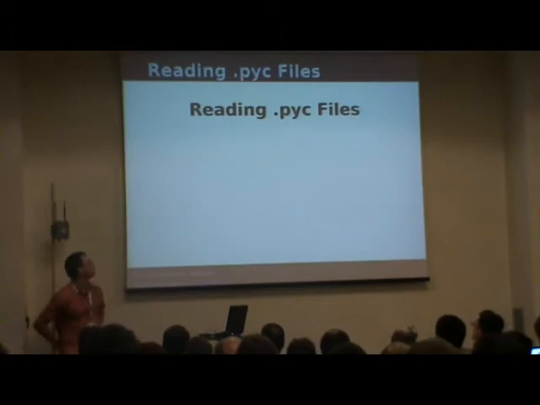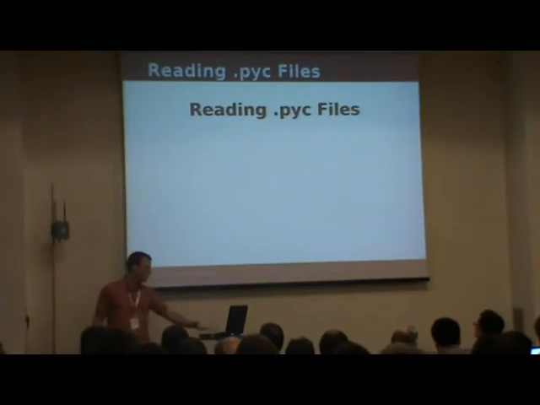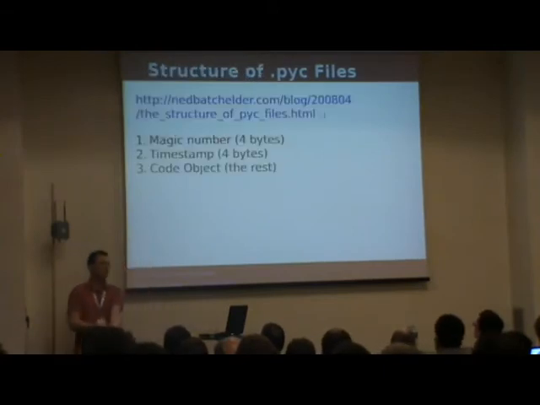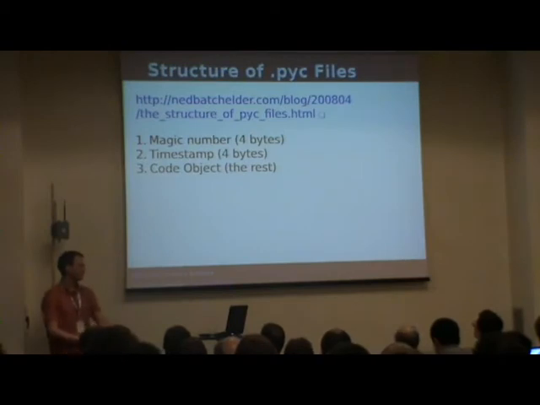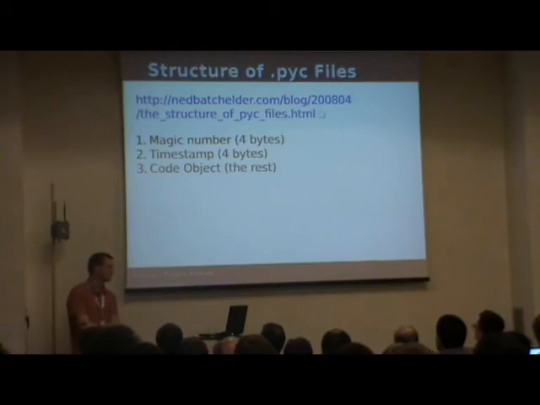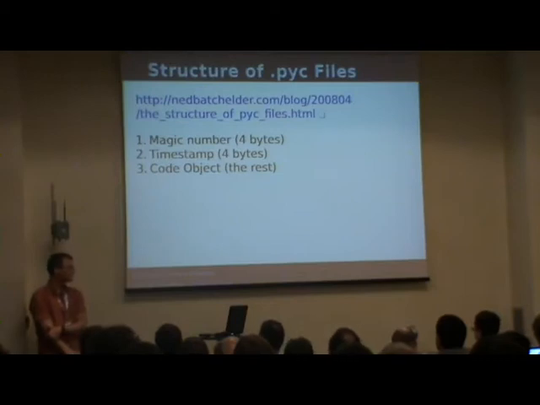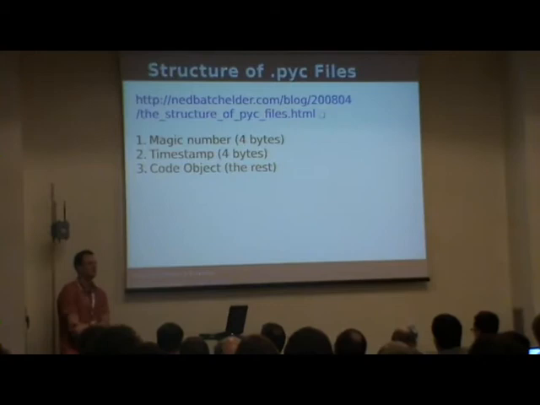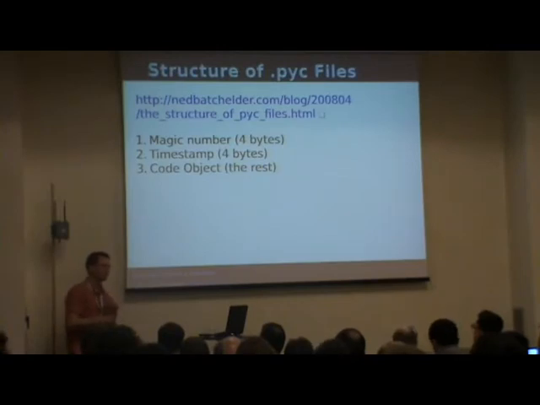that's optimization. Well, so how do you read a pyc file? Well, in the old days, you would say read the source and figure it out. Nowadays, you just look on the internet and put in a question, and someone else has figured it out already. There's a very good article about the structure of pyc files. And essentially, it's really simple. It's a magic number, a timestamp, and a code object, which is the rest of the file.